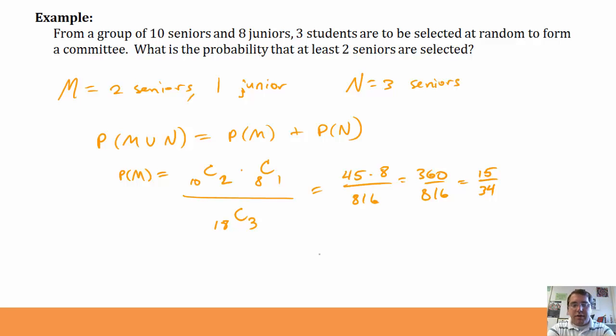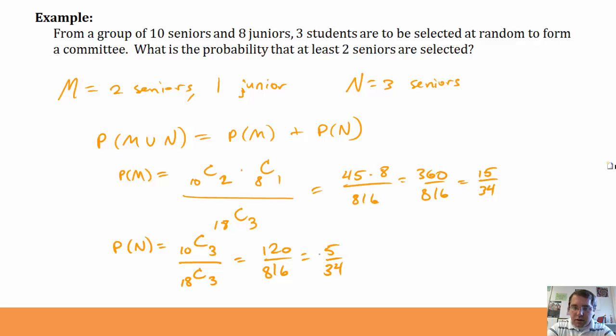Similarly, the probability of N, probability of 3 seniors. Well, that means I'm going to pick 3 seniors out of the 10, so that's a combination of 10 things taken 3 at a time, divided by the total number of possible outcomes, which is the combination of 18 things taken 3 at a time. So that is 120 on the top with the same 816 on the bottom. 120 over 816 reduces to 5 over 34.